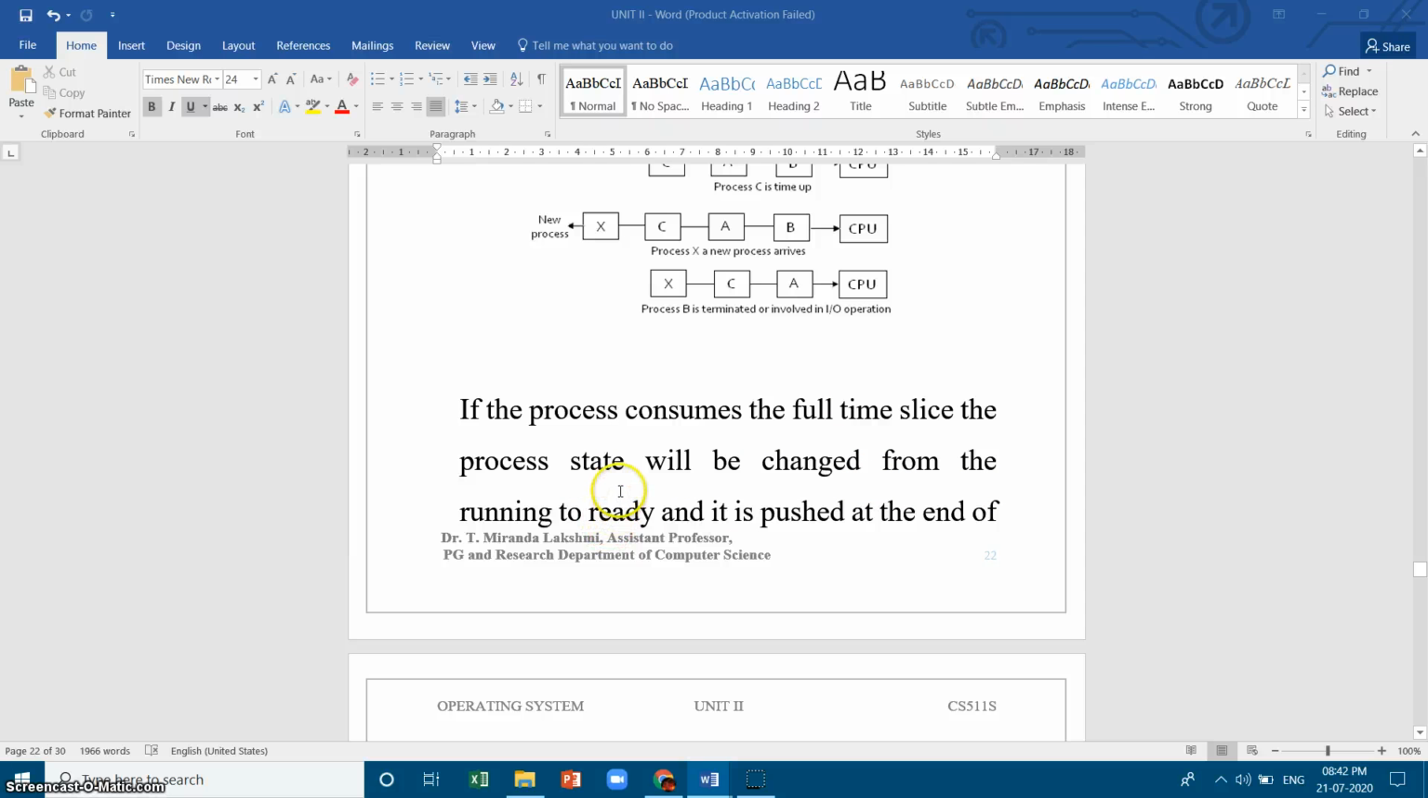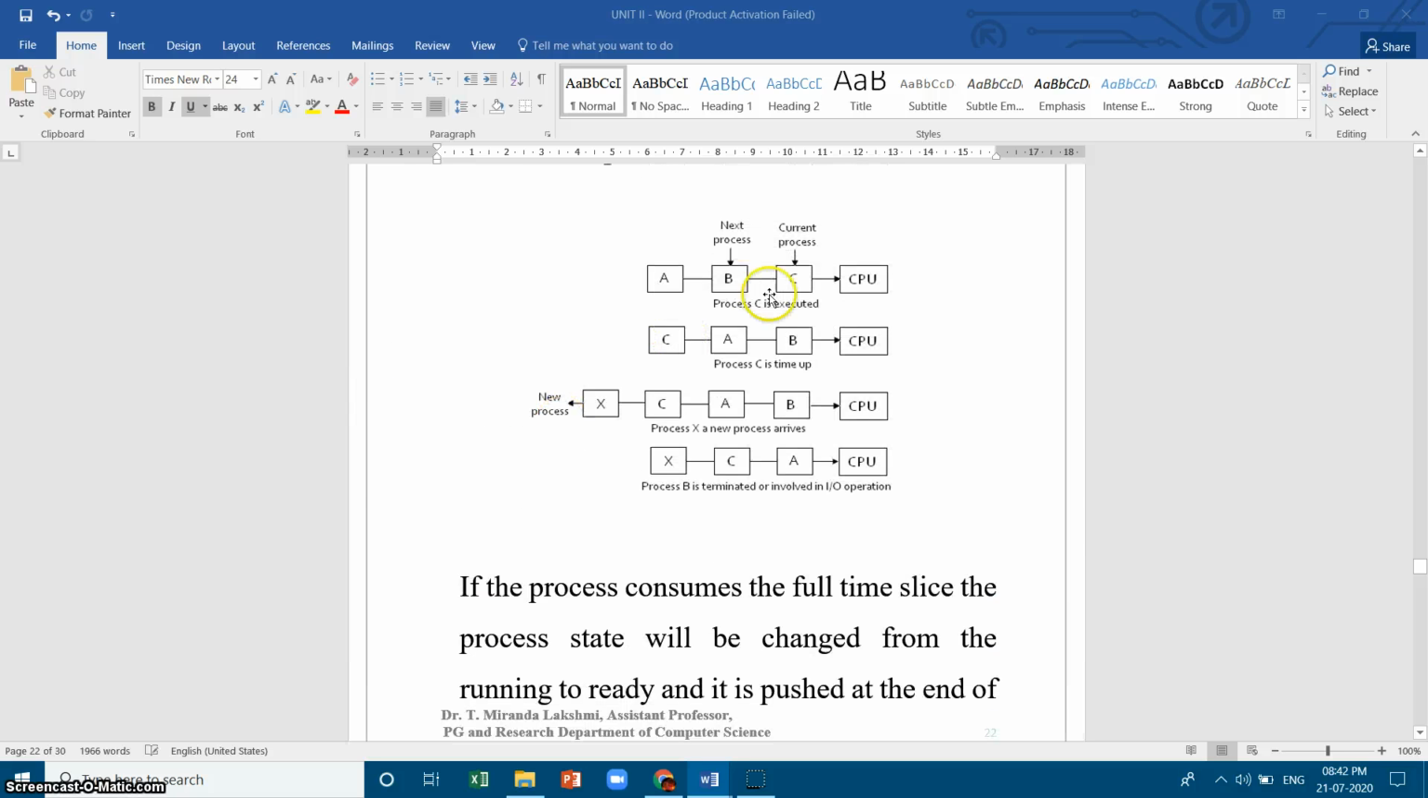For example, if I have given 2 minutes of time, and the process fully uses it, then it will be moved to your ready queue itself. We have seen that in the first diagram. See here, C program is being run. After running, the process C has been completed fully, the full time slice has been completed. So it is joined to this queue. This is your ready queue.